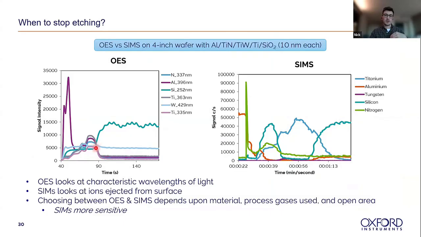And so we can know when we've got through one layer and gone into the next one, and also finally etched all the way through the stack. So optical emission spectroscopy looks at different wavelengths of light. Each element will have a characteristic wavelength that we'll look at. And SIMS physically looks at the ions that are being detected coming off the surface, so get ejected.